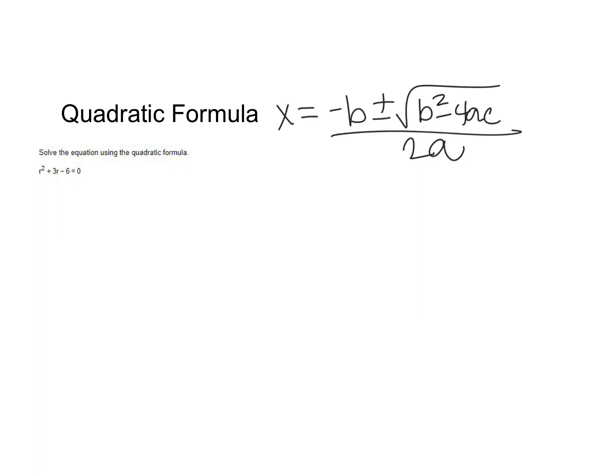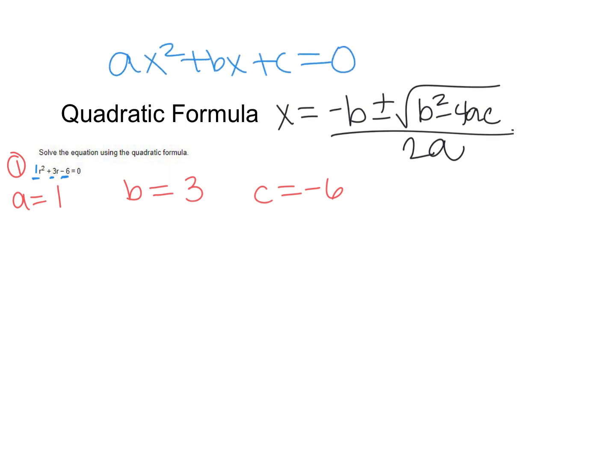All right, so for number 1, the first thing I want to do is identify a, b, and c. So a is equal to 1, b is equal to 3, and c is equal to negative 6. All I've done is look at the coefficients: in front of x squared is a 1, in front of x, or r, I'm sorry, is a 3, and then the last part is a negative 6. Remember, that's how I get a, b, and c: from my coefficients.